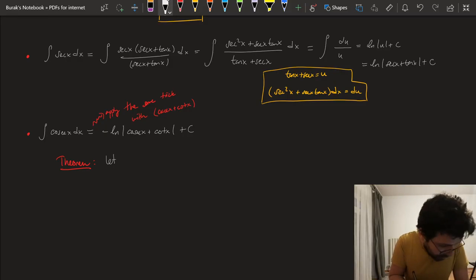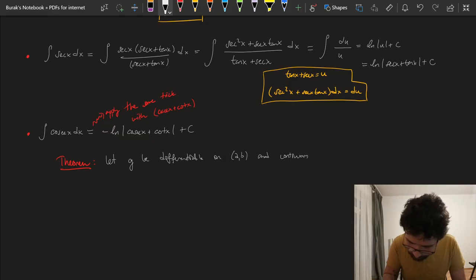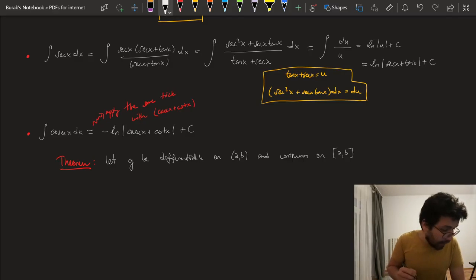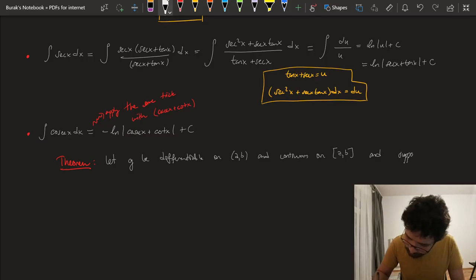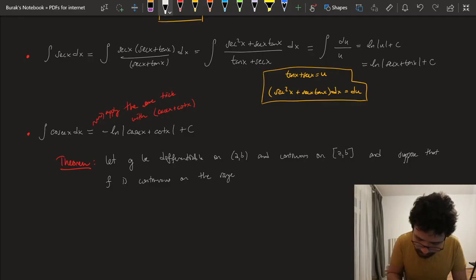Okay, let g be differentiable on a, b, and continuous on a, b, and suppose that f is continuous on the range of g.